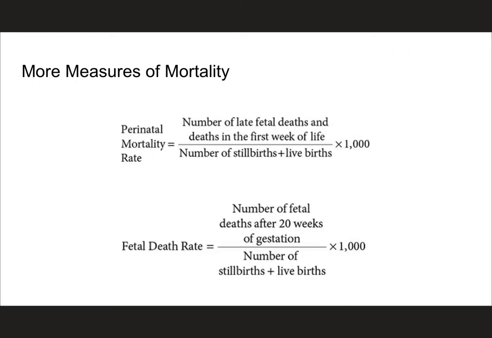And then we go into perinatal mortality rate, number of late fetal deaths and deaths in the first week of life, divided by the number of stillbirths plus live births. This is key. Look at that denominator. It's a little bit different than the previous ones that we talked about, which were live births.